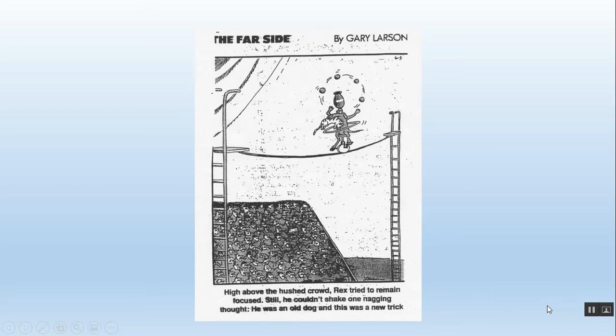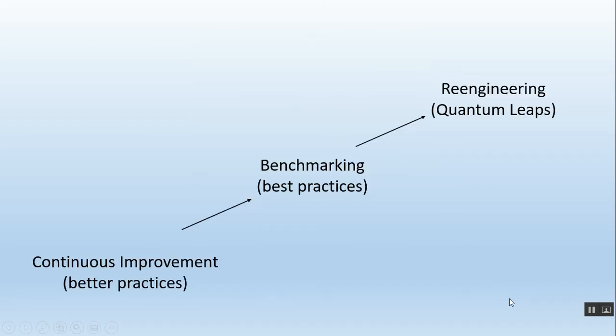This little cartoon we have here is a dog juggling on a tightrope, and it says, "High above the hushed crowd, Rex tried to remain focused. Still, he couldn't shake one nagging thought. He was an old dog, and this was a new trick." And that's what we're talking about with reengineering.